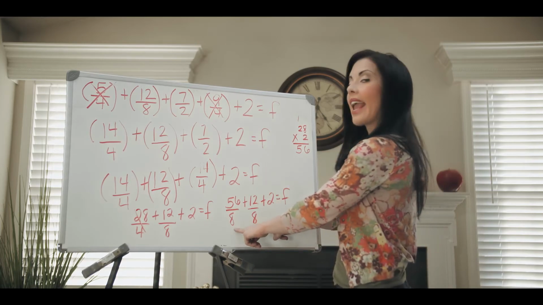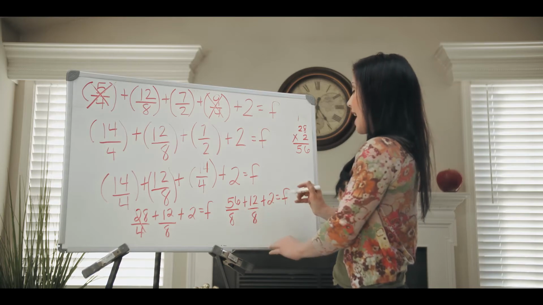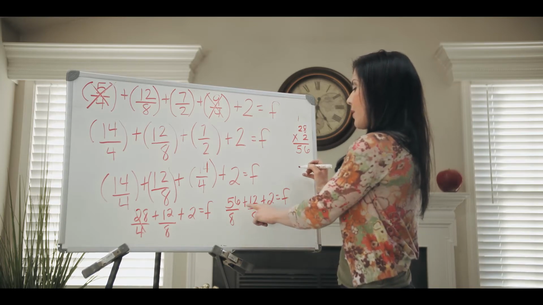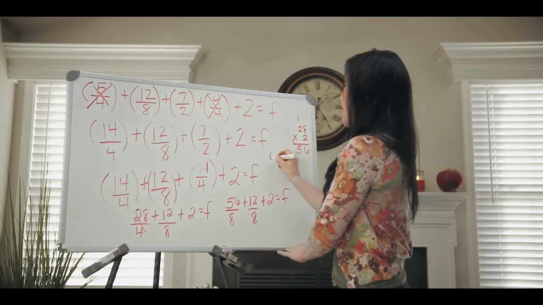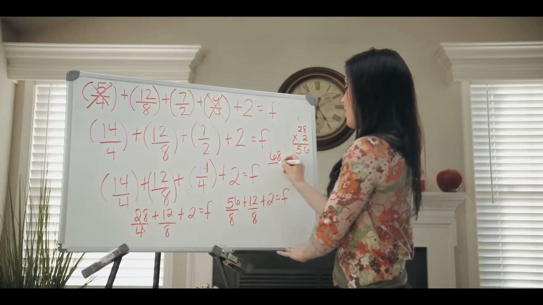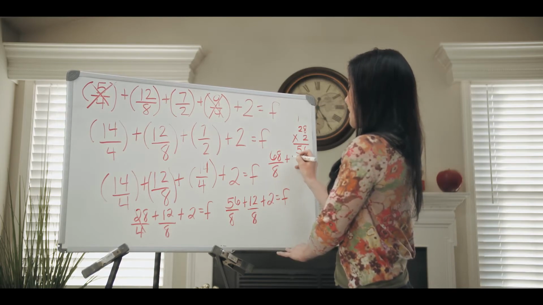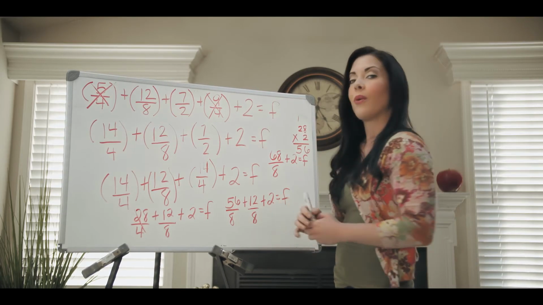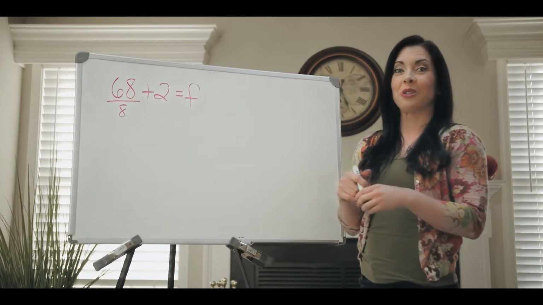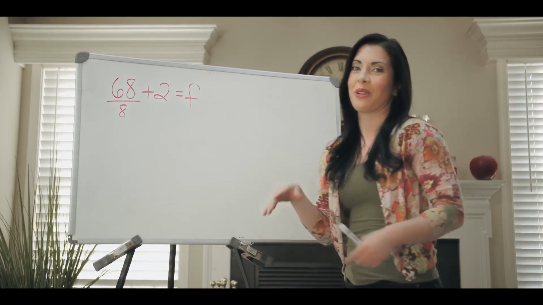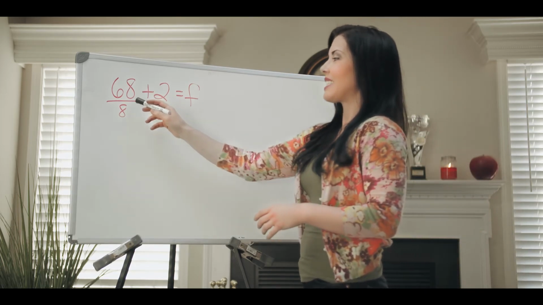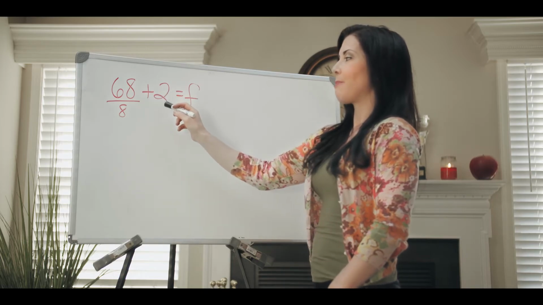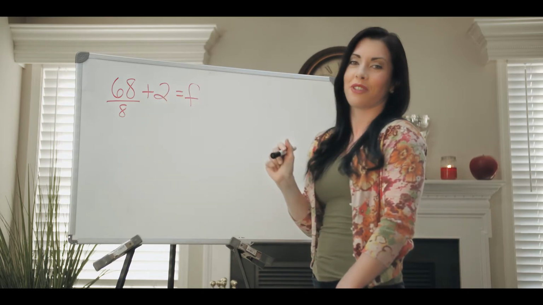Okay, I have 8 and 8 as my denominators, so I'm just gonna have to add my numerators together. Okay, 6 plus 2 is 8, and 5 plus 1 is 6. So I have 68 over 8 plus 2 equals F. We're almost there. So I needed some more room, so I needed to get more scrap paper or erase my whiteboard so we could do more work, okay? So we left off at 68 over 8 plus 2, equals F for flour.